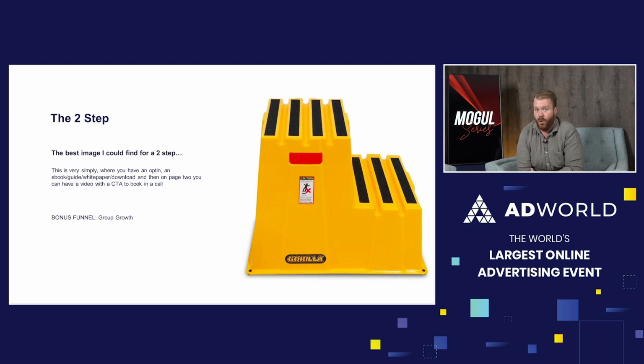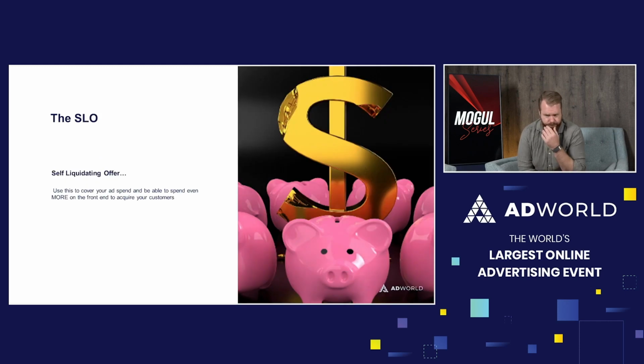All of these work in different scenarios. Just got to choose which one works for you. Now, the last is probably the more complex of them all. And some of you are going to be like, Kim, this doesn't sound like lead generation. This is the SLO, the self-liquidating offer. This is where you cover your front-end ad spend and are able to spend even more to acquire your customers. You're like, Kim, that's sounding pretty e-commerce-y, mate. That's sounding like you're actually wanting me to go out there and sell something. I am, if you want to do this one.